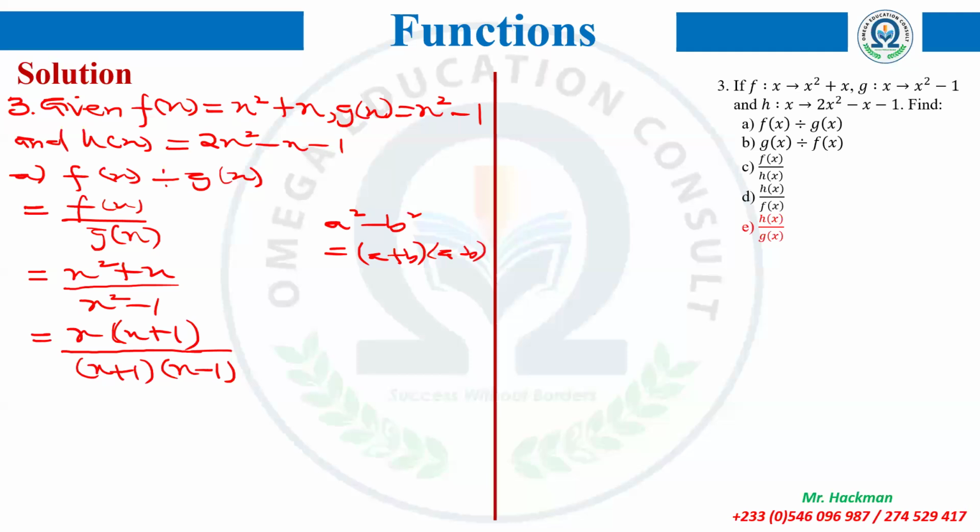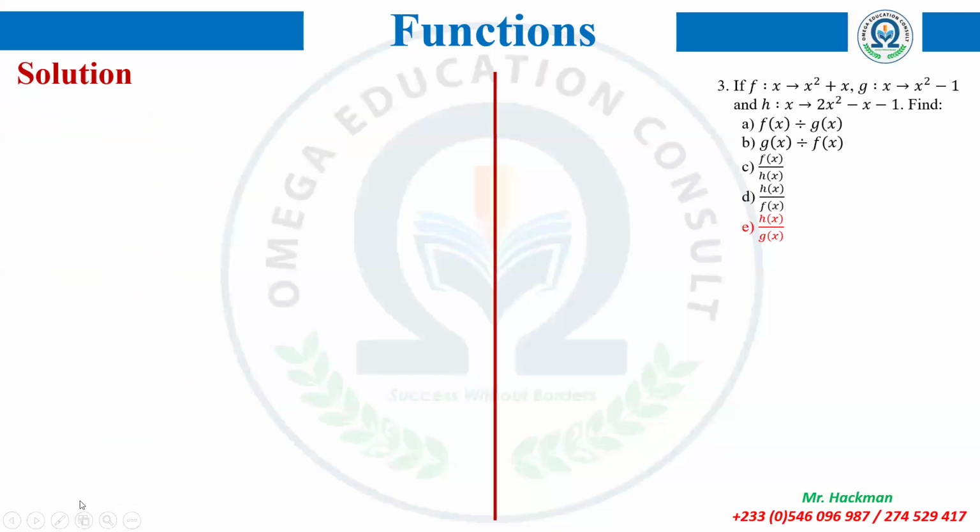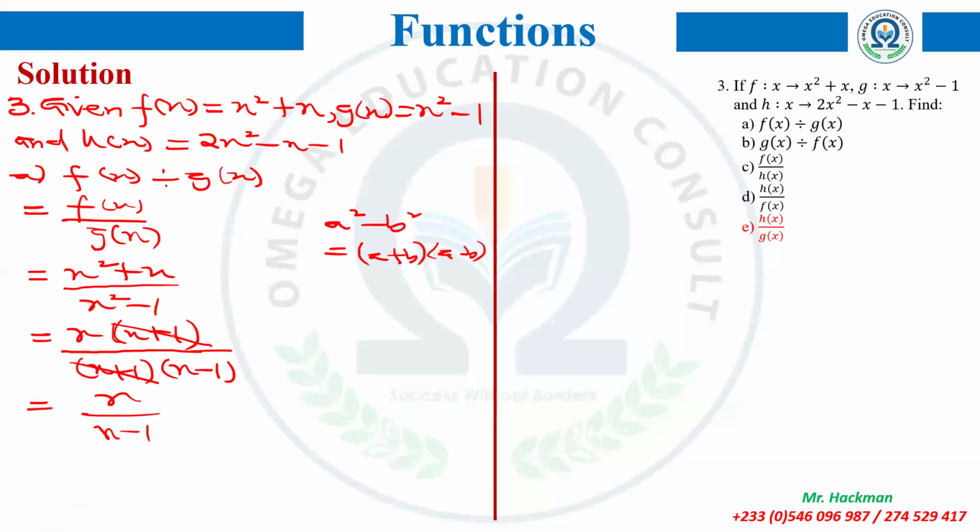Okay, so at this point, we know that we can cancel this and cancel this as well. It's not necessary to show your cancellation. You can cancel mentally and write your result. So I know that the next thing I'm supposed to get: my numerator will be left with x over my denominator, which will be left with x minus 1. All correct? Okay, so at this point, we can comfortably have our conclusion drawn.